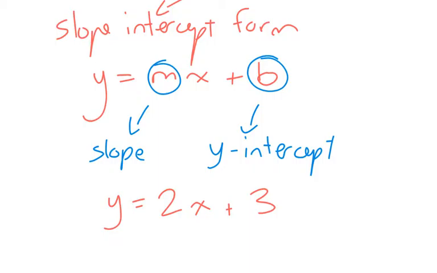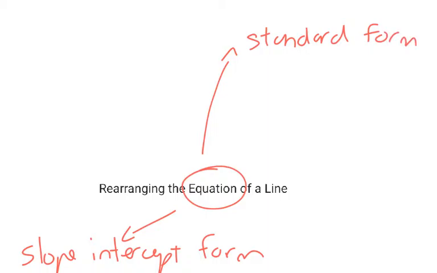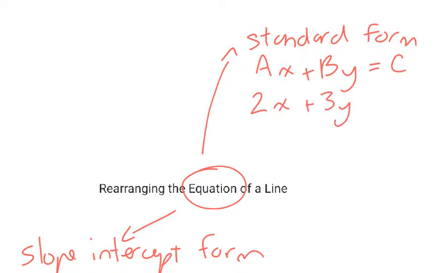There is another form for an equation of a line, and that is called standard form. Standard form looks like this. Ax plus by equals c. An example of a line in standard form could be something like this. 2x plus 3y equals 5.